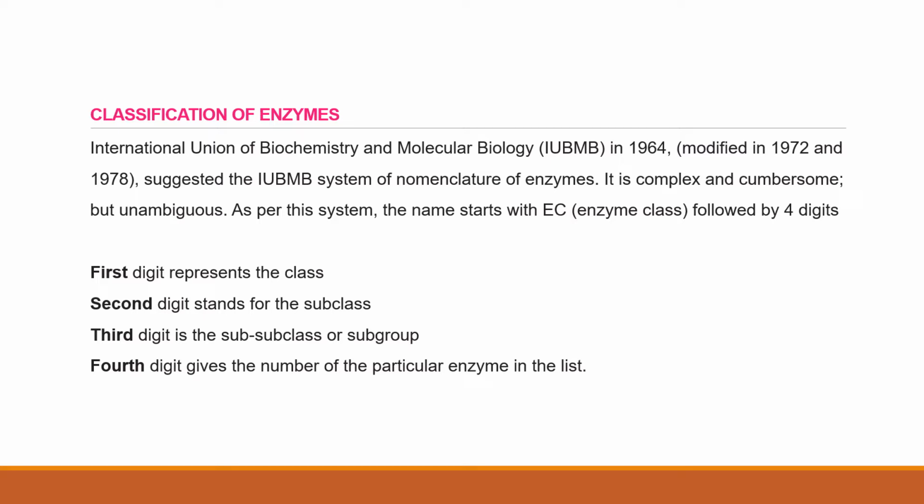So a particular group of biochemists came up with certain rules to follow in naming an enzyme. It is a digit system, made up of 4 digits separated by dots. It starts with EC, capital E and C, which means enzyme class, followed by 4 digits. The first digit represents the class, the second digit represents the subclass, the third digit is the subgroup, and the fourth digit is the number of the enzyme in the list.